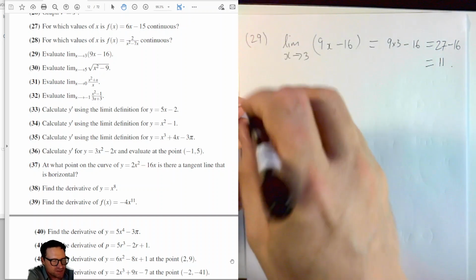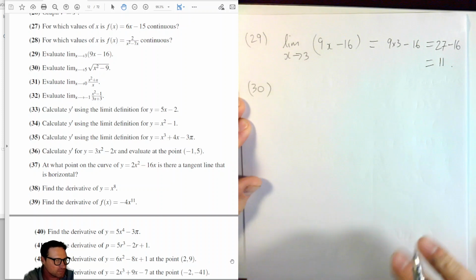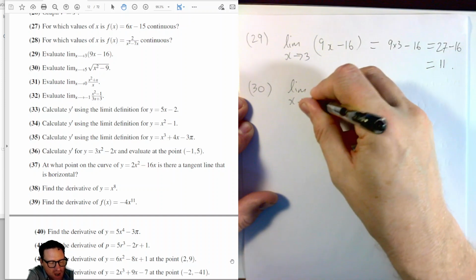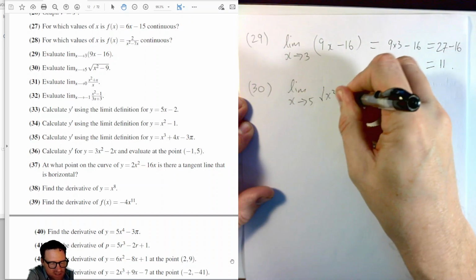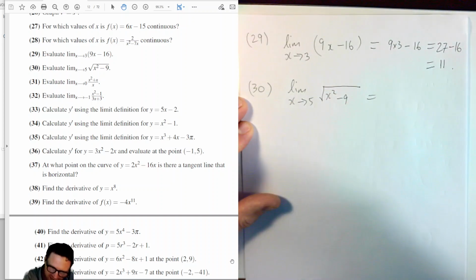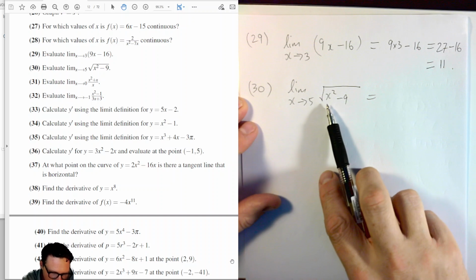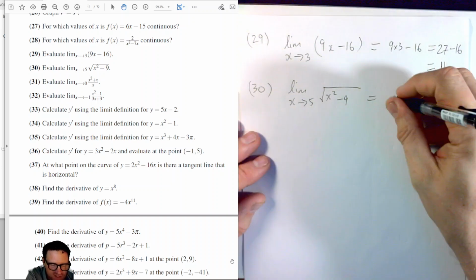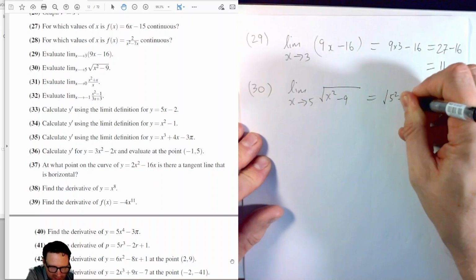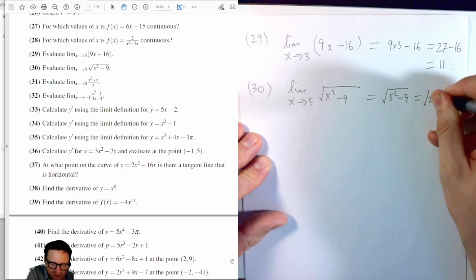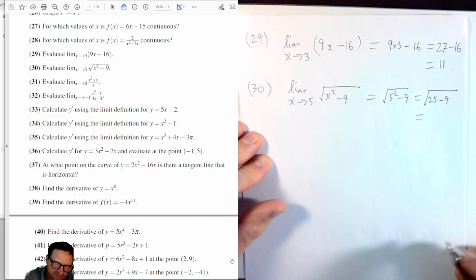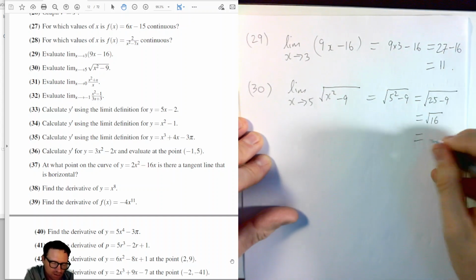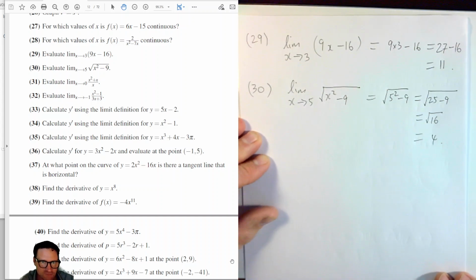Let's move on to question 30. Okay, in question 30, we have a limit as x approaches 5 of the square root of x squared minus 9. And so here, again, there's no problem with just plain subbing in that 5 because we have 25 minus 9, and that's positive, so that's fine. So we just sub this in, and we get the square root of 5 squared minus 9, which is the square root of 25 minus 9. And the square root of 25 minus 9 is 4, I think, because this is square root of 16, which is 4. So our limit is 4.